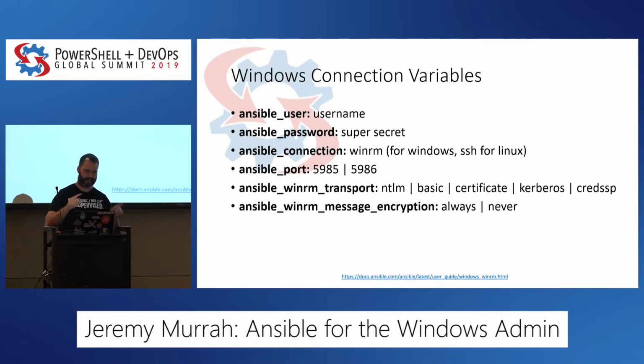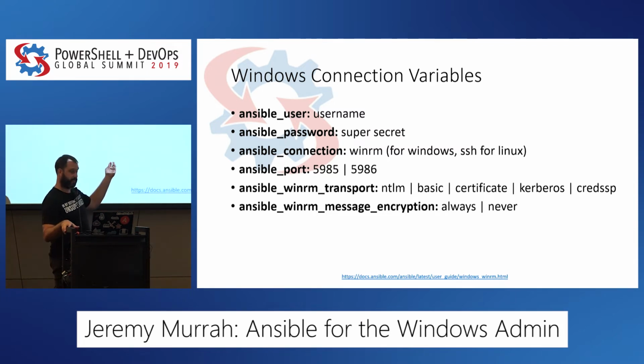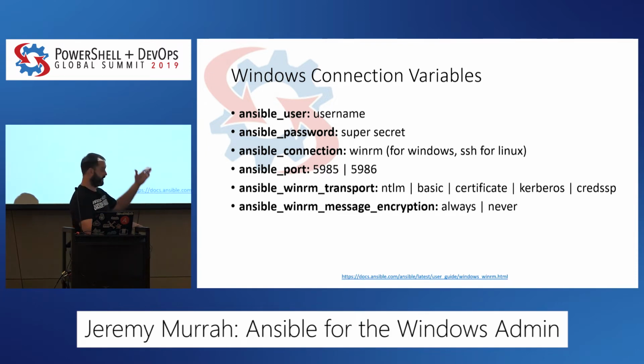Let's talk about those variables that I kept saying I was going to talk about eventually. Here we are. We're going to talk about some Windows stuff here. We're going to talk about Kerberos. When you connect to a Windows machine, this is the basic set of information you need to give to Ansible. You need to tell it how to do that WinRM connection. Obviously, you need a username and password, and we learned how to potentially encrypt that. It totally works. I promise it works.